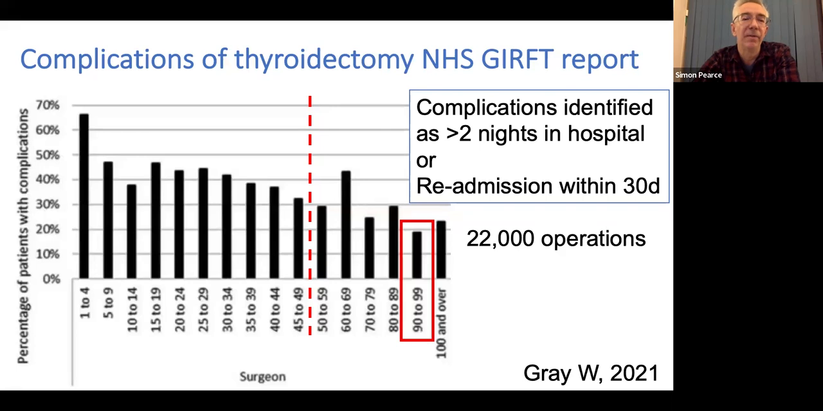And based on this information, they define a cutoff of roughly 50 operations per year. That gives you a complication rate of less than 30%, and less than 50 operations a year, the complication rates tend to be more than 30%. And so you want a surgeon who's in this category by and large rather than that category.